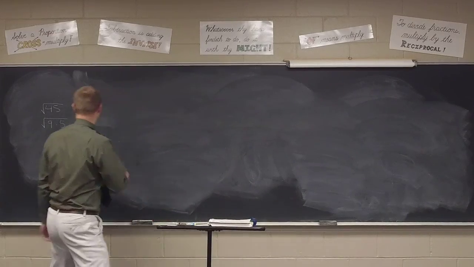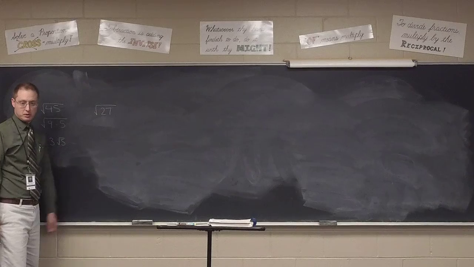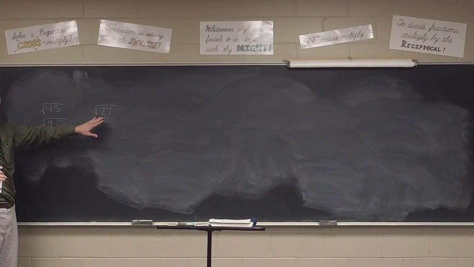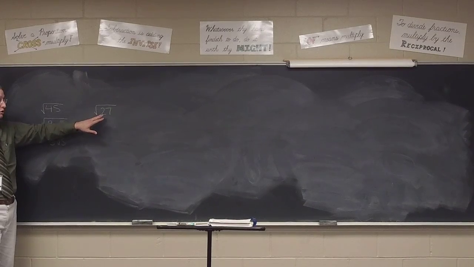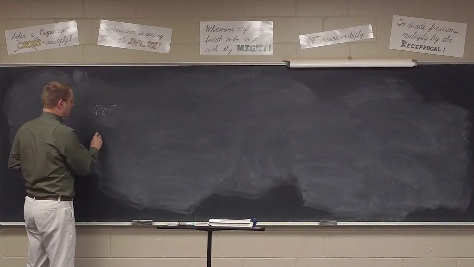Number 6. We have the square root of 27. Noah? Can you take the square root of 27? No, 25, yes, 27, no. Which means this is a little bit bigger than 5, right? Square root of 25 is 5. Square root of 27 is going to be like 5.2, 5.3, something like that. So no, that means we need to factor it.